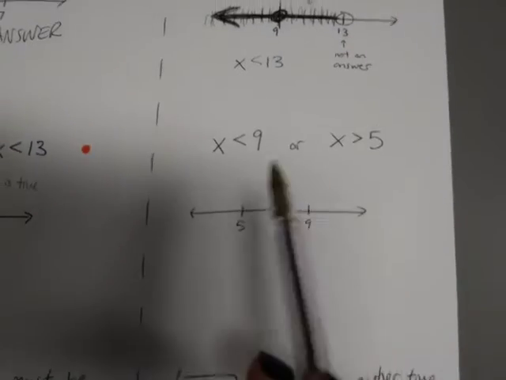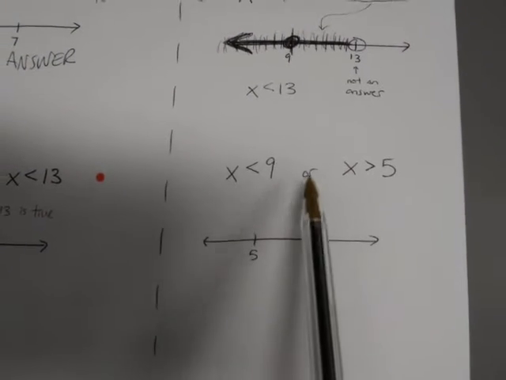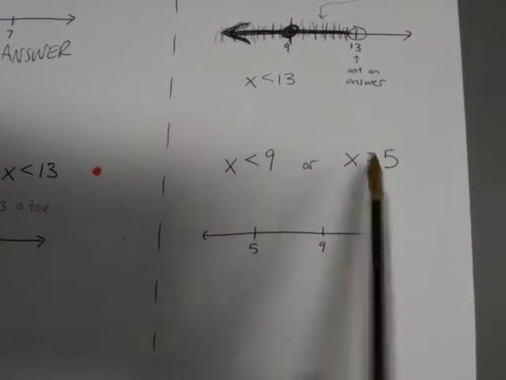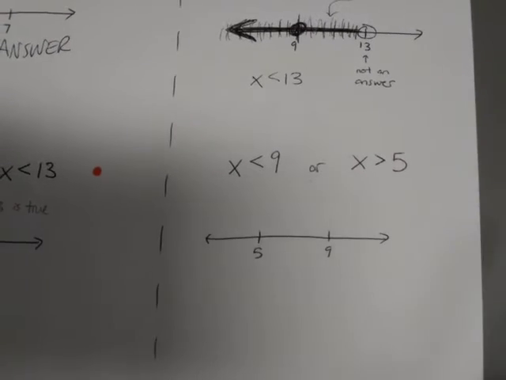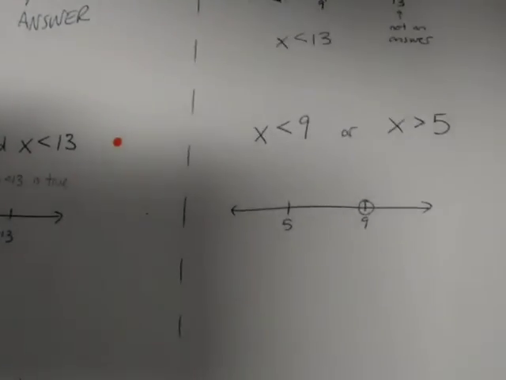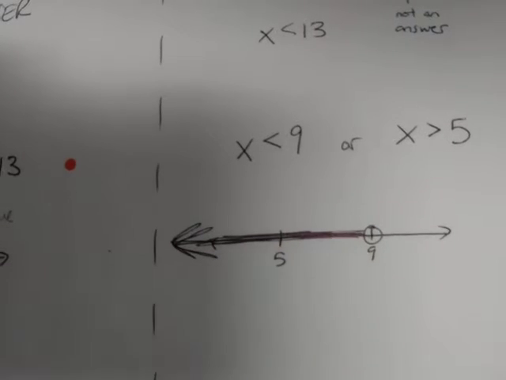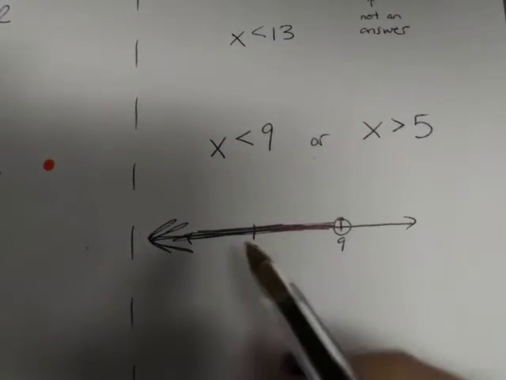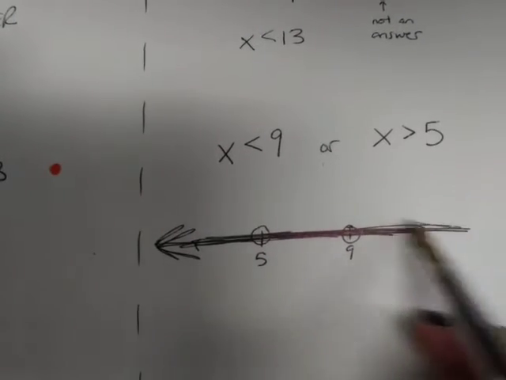I want numbers that are either less than 9 or greater than 5. Again, or, I just need to know where both of the answers are. I don't care where they are both at the same time located. So here we go. Less than 9, open circle there, shading it to the left, so all the way down there. The other one, x is greater than 5, so right here, all the way greater than up.